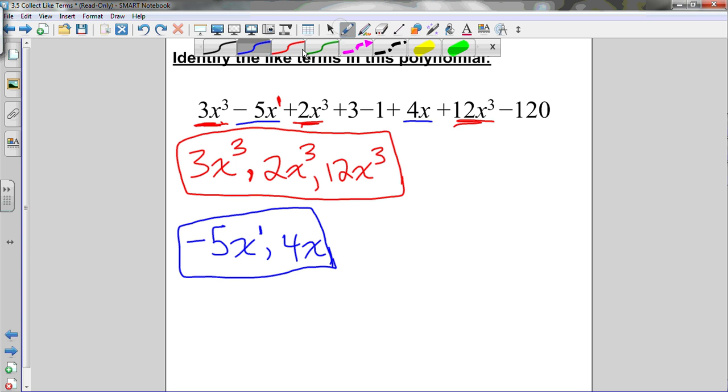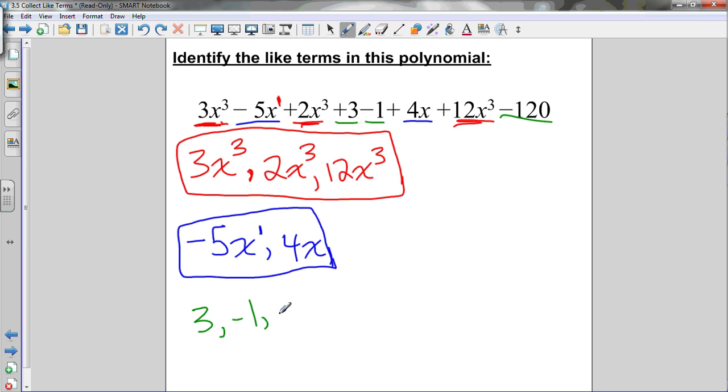And then lastly, I've got a bunch of constant terms left. A 3, a negative 1, and a negative 120. Constant terms are always like terms to each other. So 3, negative 1, negative 120. Those are like terms. So those are the three groups of like terms that I have in this polynomial.